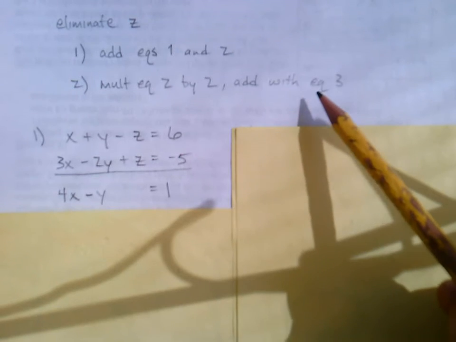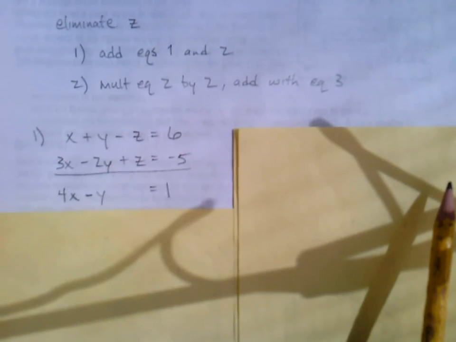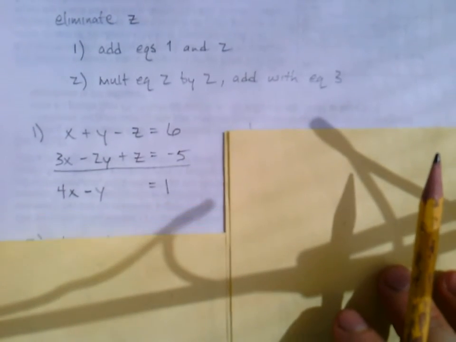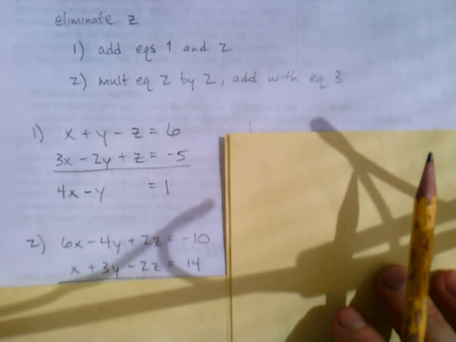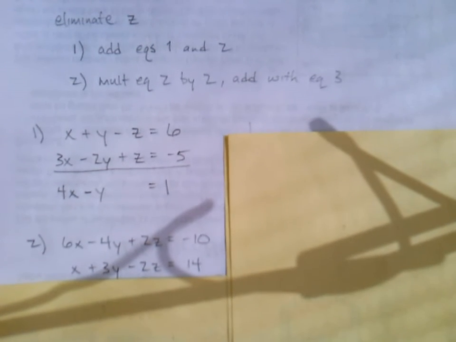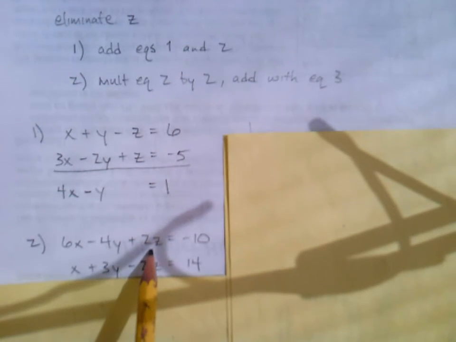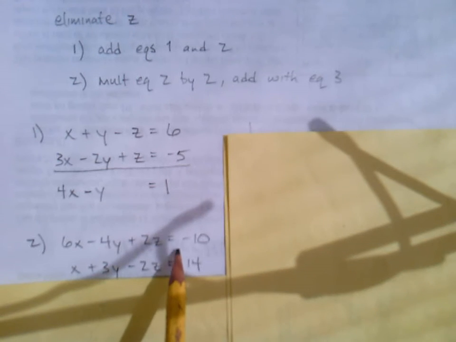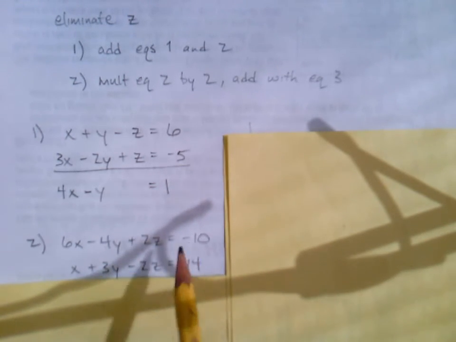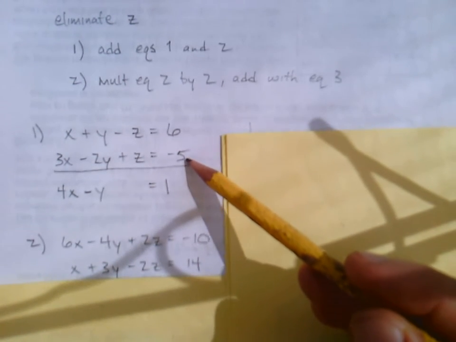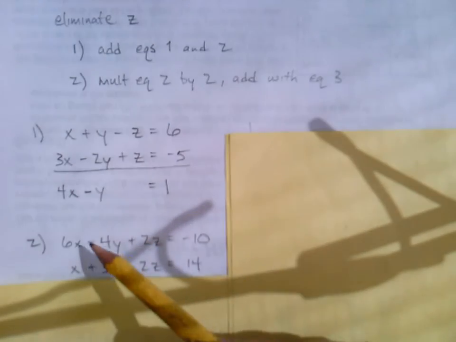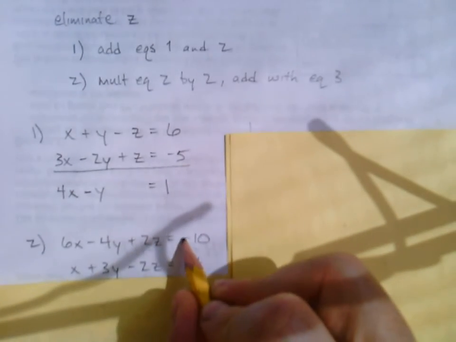All right, let's move on to number 2. I've got it down here. We are going to multiply equation 2 by 2. I know it's not on the screen anymore, but it was 2 times 3x, minus 2 times 2y, so minus 4y, plus 2 times z, so 2z, minus 2 times negative 5. Actually, that equation is right here. So that's equation 2. Everything got multiplied by 2 to get this equation.